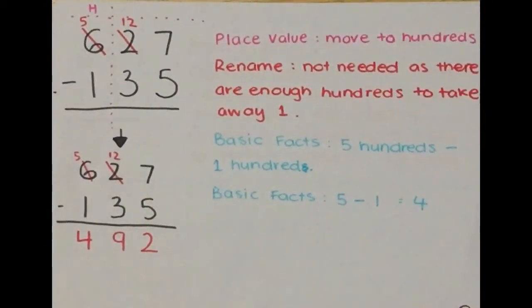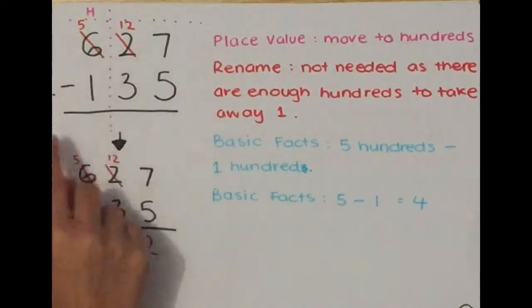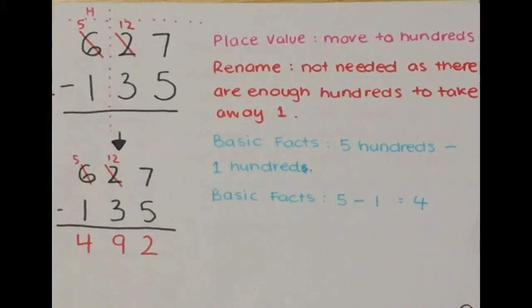Now for the hundreds column. We do not need to rename as there are enough hundreds to take away 1. 5 hundreds take away 1 hundred equals 4 hundreds. 5 take away 1 equals 4. Therefore, 627 take away 135 equals 492.